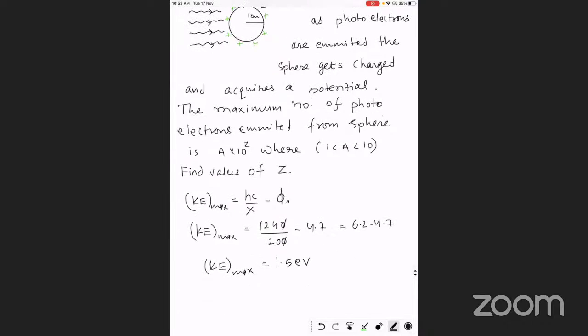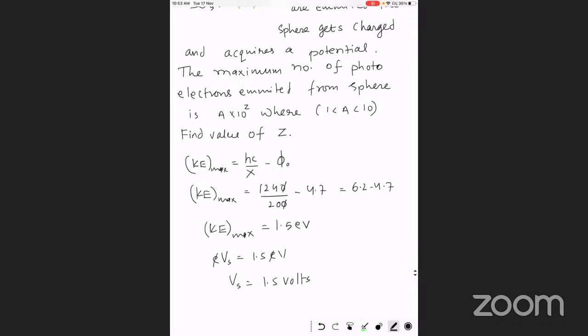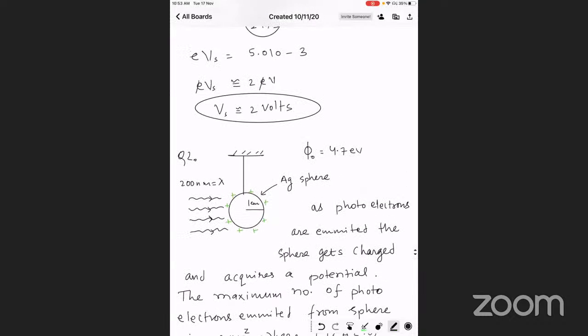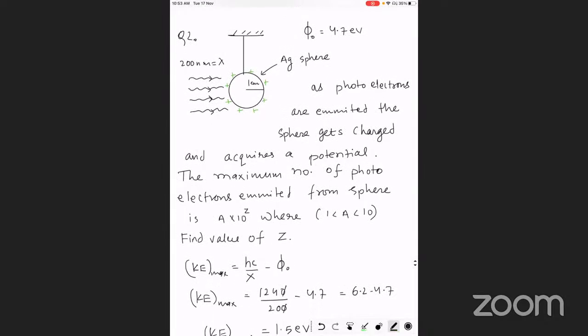1.5 electron volt. So if we talk about stopping potential, you'll get 1.5 volt. Means 1.5 volt can stop even the fastest moving electron. Right? Ganesh, you are correct. Very good. So if the sphere requires 1.5 volt potential, then electrons will stop coming out, right? When the sphere gets 1.5 volt, electrons cannot come out.